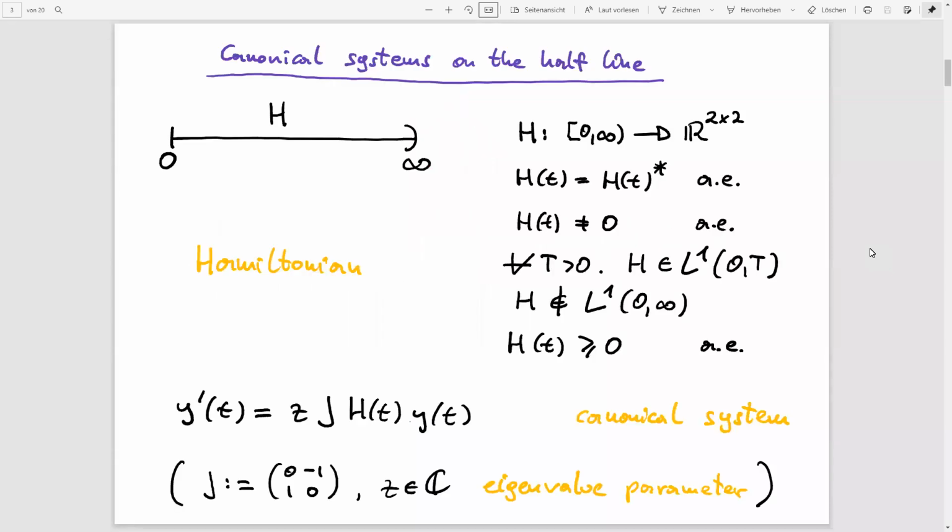Canonical systems: I assume that most people here have heard already sometimes about canonical systems, but still I would like to recall what this is and some basic properties. We consider a canonical system on the half line. So we have a function h, which is called the Hamiltonian of the system.